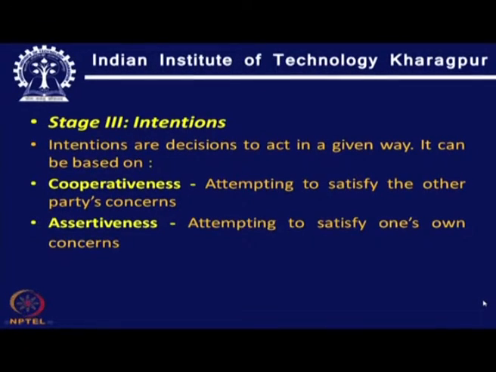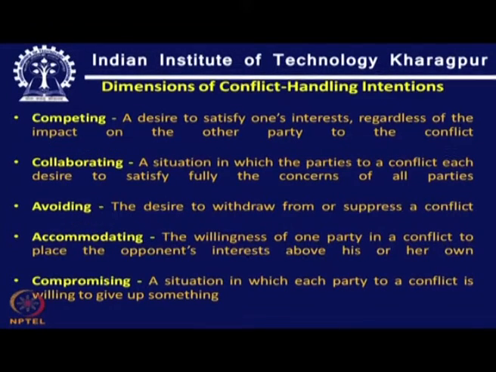So when you're talking of cooperativeness, it's satisfying the other person's concerns. When you're talking of assertiveness, it is satisfying one's own concerns. And there could be 5 different ways of conflict handling intentions. These intentions are competing, collaborating, avoiding, accommodating, and compromising.